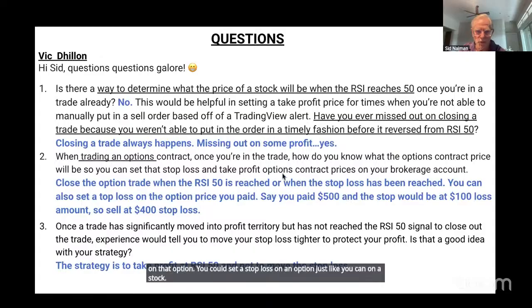But basically, if you follow the stock price, if you hit RSI 50 on the stock price, you get out and sell whatever that option is. Same with the stop loss, you'll get out.